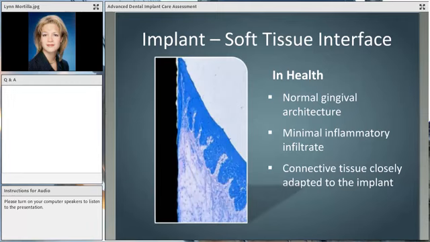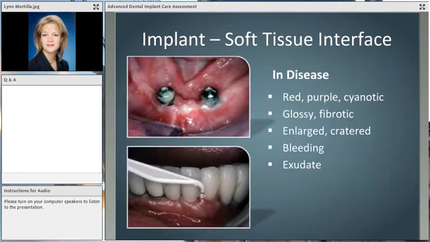We've talked already about the soft tissue and what types of soft tissue are available around implants. We know in health the soft tissue around an implant is very similar to healthy soft tissue around teeth, that connective tissue is closely adapted to the implant, it's tight, it's pink, it doesn't bleed easily, and the opposite is also true. We know that soft tissue in disease can be red and cyanotic, can be enlarged, cratered, you can see bleeding. Exudate, the red flag should go off if you see exudate.